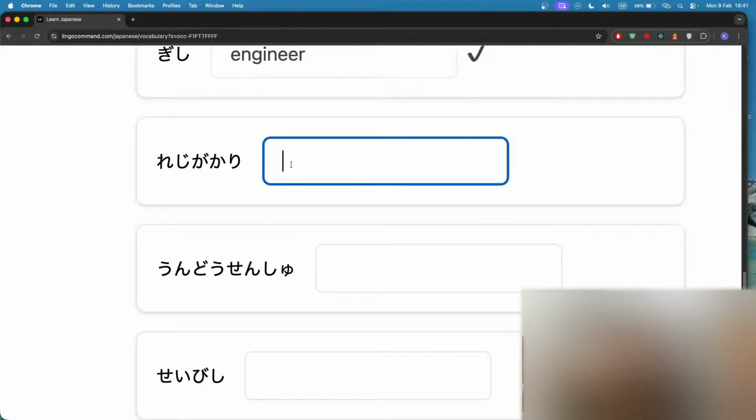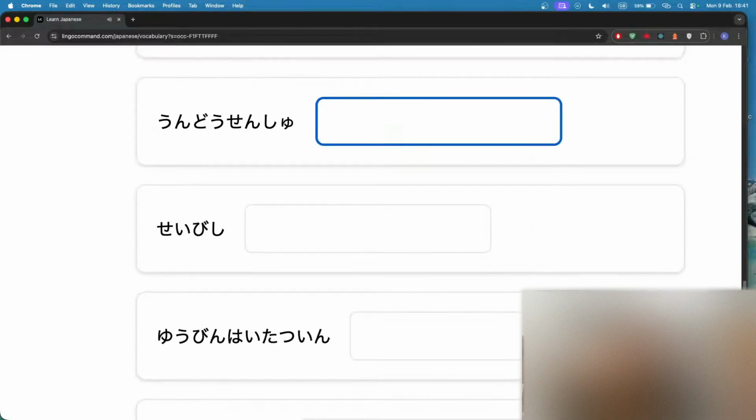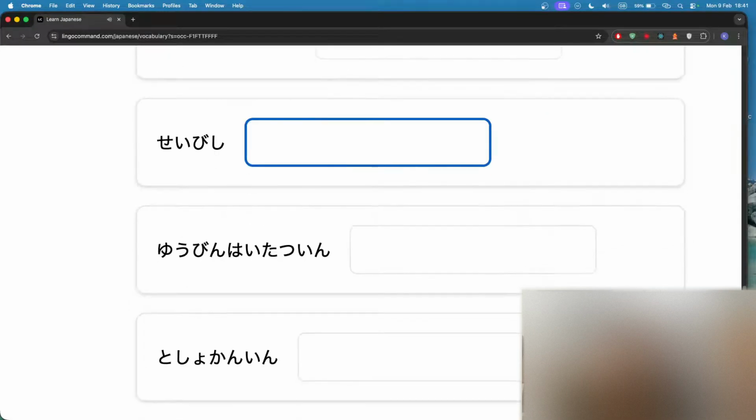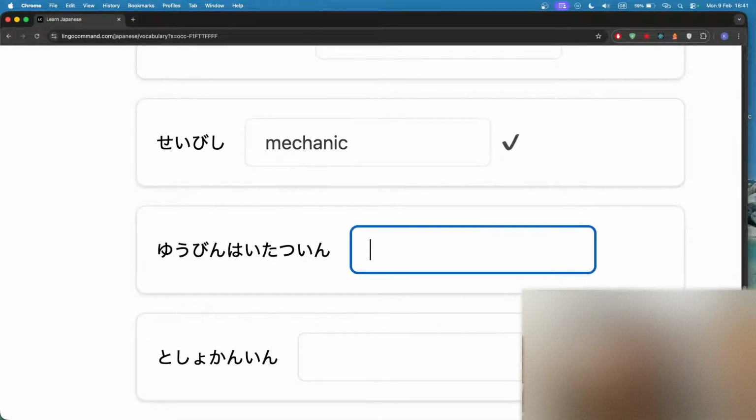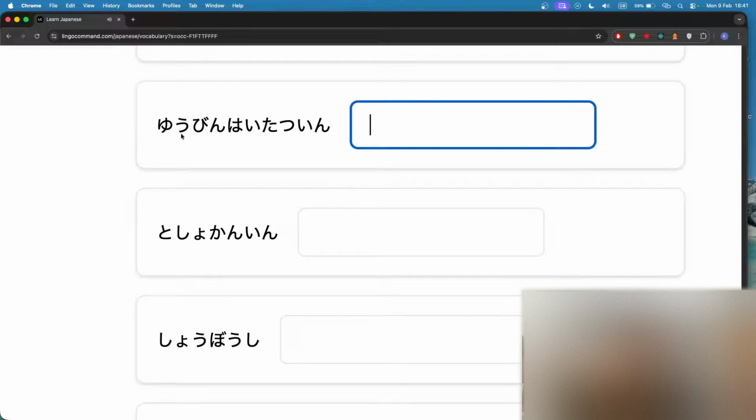Rejigakari is a cashier. And the way that I remember this is Rejigaka sounds like register, and a cashier uses a register, right? Unno Senshu is an athlete. Seibishi is a mechanic. And this is Jubin Haitatsuin. It's like a mail carrier or a postal worker.